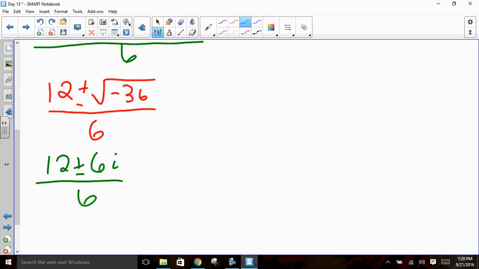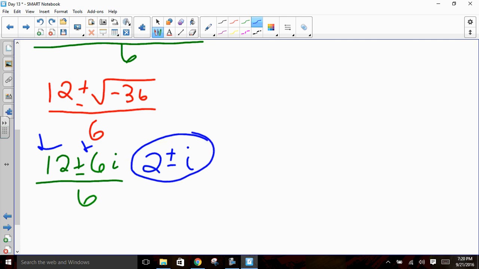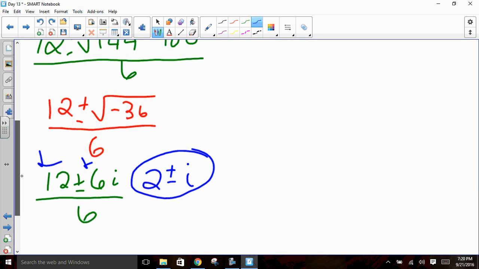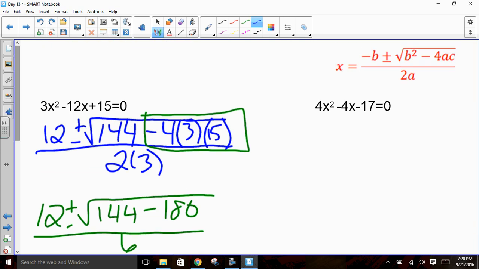I'm going to ask myself, can I divide everything by that bottom? And by everything, I mean my 12 and my 6. Is 12 and 6 divided by 6? Yes, they both are. 12 divided by 6 gives me 2, plus or minus, 6 divided by 6 gives me 1, or just i. So my answer here is 2 plus or minus i. All right, next problem.